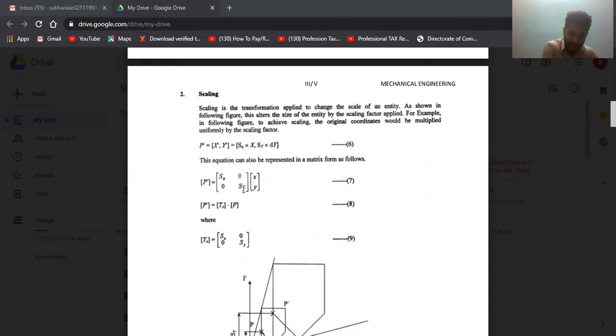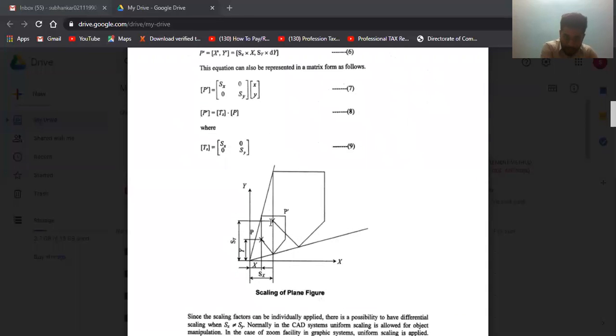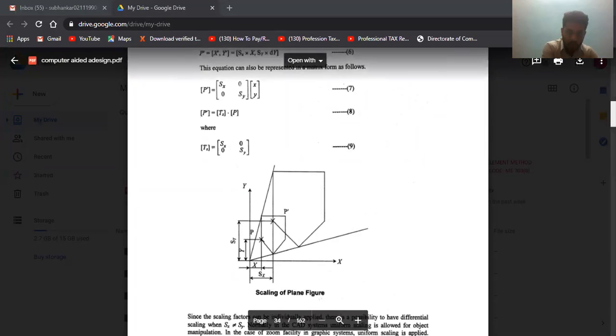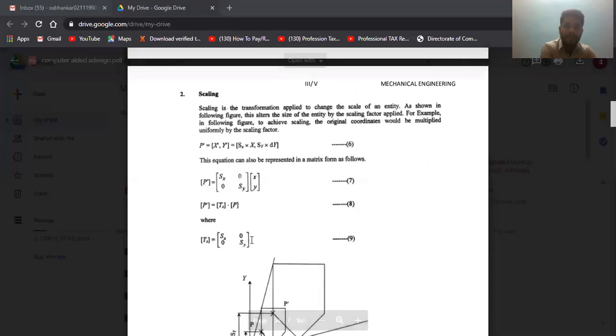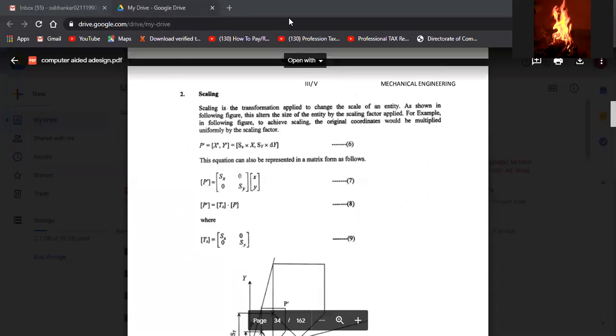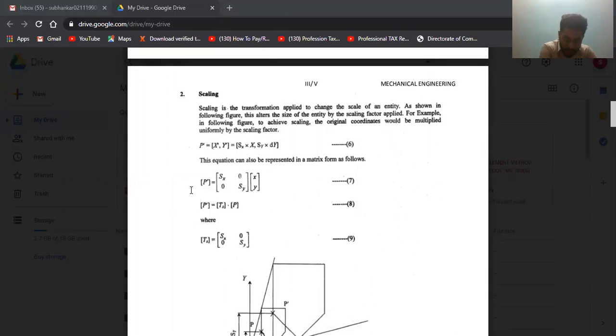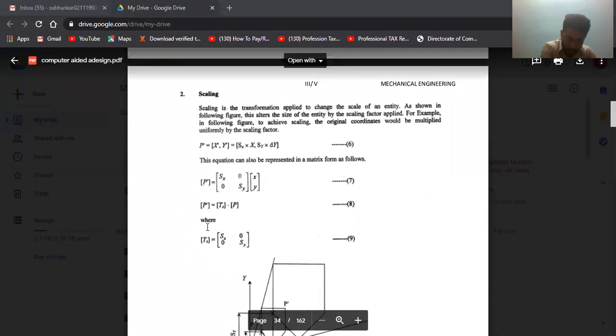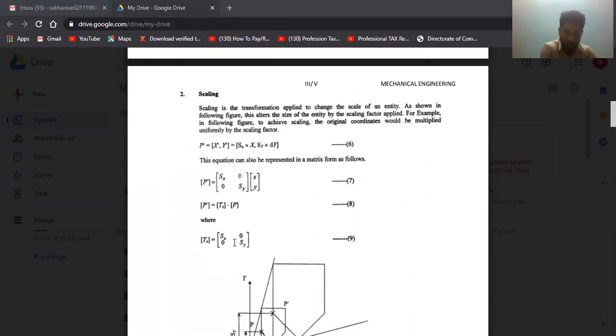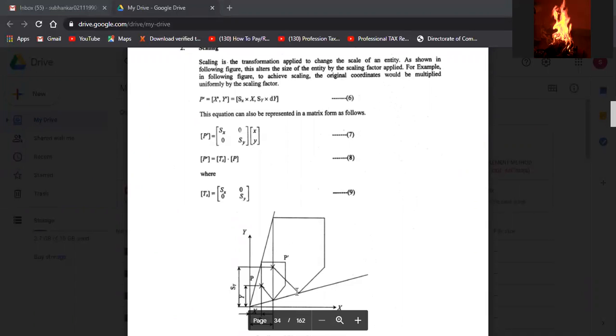If the Sx and Sy values are very small, there is less enlargement. If the Sx and Sy values are very large, there is more enlargement. The knife diagram can also be in the negative axis. In that case, your Sx will be negative and Sy will be negative. Yes or no? Fine. Likewise, things can happen. At last, you have to remember this scaling transformation matrix formula, then put it in the equation and you will get your final solution.